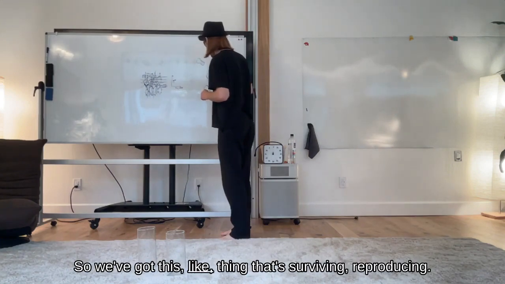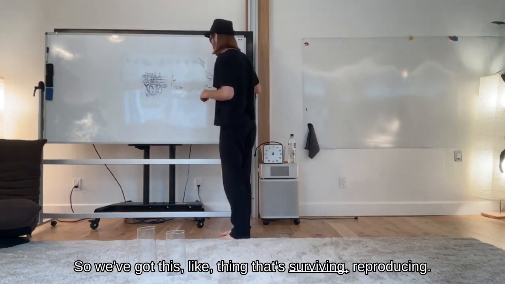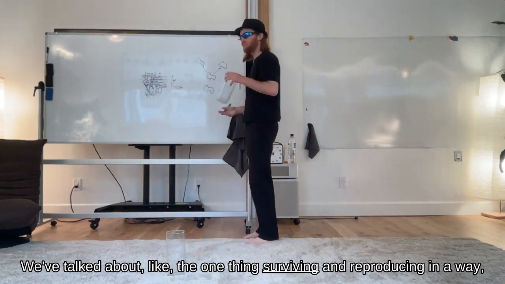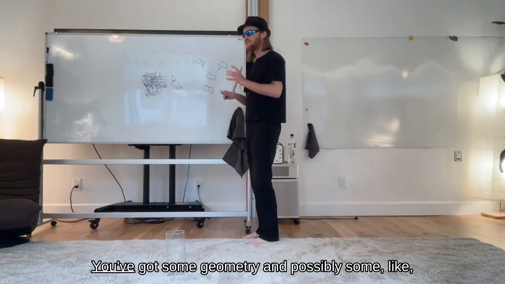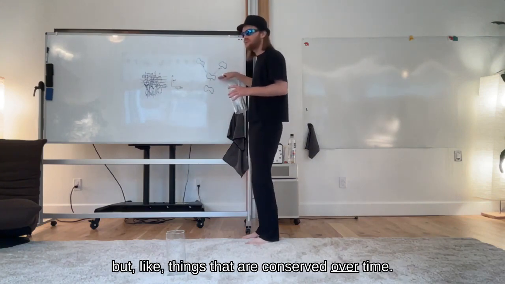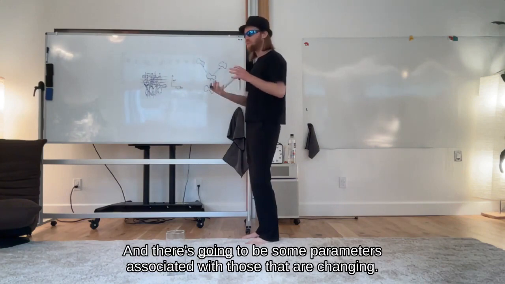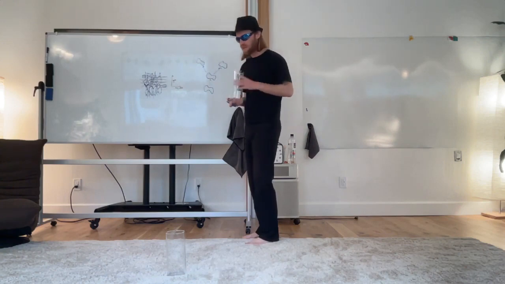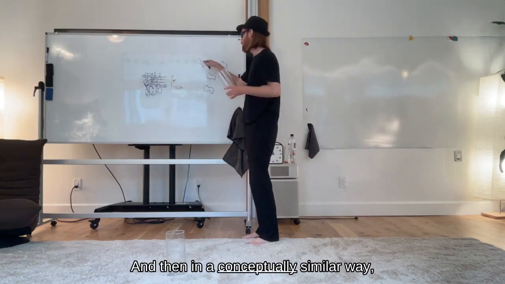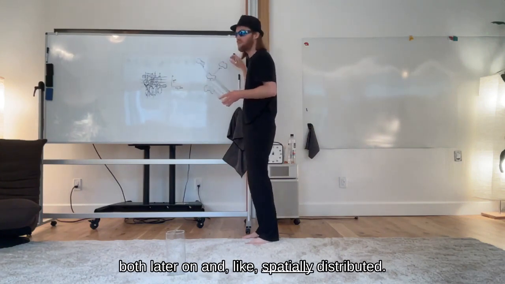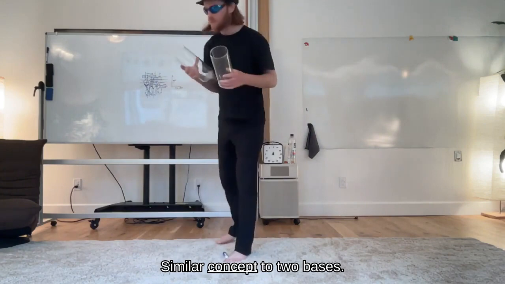So we've got this thing that's surviving, reproducing. We've talked about the one thing surviving and reproducing in a way essentially like a vase. You've got some geometry and possibly some properties that we wouldn't normally call geometry, but things that are conserved over time. And there are going to be some parameters associated with those that are changing. Like things could be in different places, that sort of thing. And then in a conceptually similar way, you can get multiple copies of the thing, both later on and spatially distributed. Yep. Similar concept to two vases.